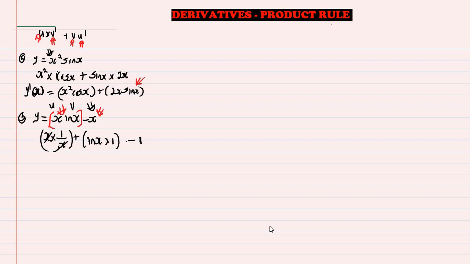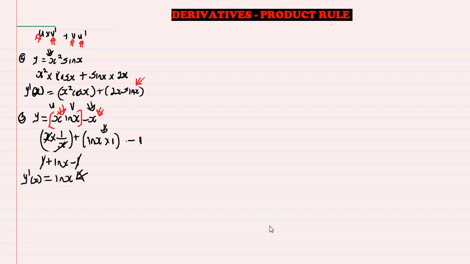So we're left with just 1 plus ln of s multiply 1 is going to give us ln of s, okay? So this is 1 plus ln of s minus 1. As you can see, guys, 1 minus 1 is going to give us 0. So we're left with just ln of s. So meaning the derivative, which is y prime of s, is going to be equal to ln of s. So this is the derivative using the product rule.